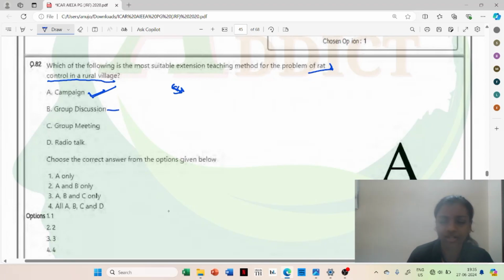Group discussion is for a group of people, maybe up to a maximum of 100 people or something. Group meeting also is limited by the number of people. Radio talk is a mass media, but you cannot broadcast an entire program for a particular village, and also not for a particular problem. So here the apt option is campaign only, A only.